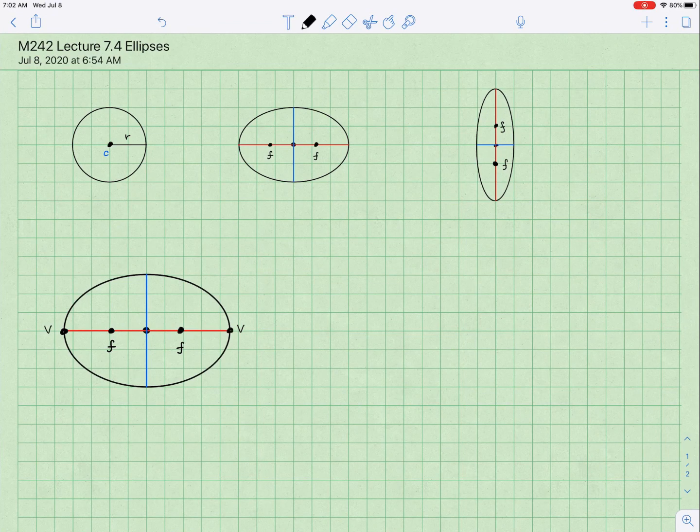Hey everybody, we're going to talk about section 7.4, ellipses, in this video. Mostly the anatomy, and just introduce you to the basic features of the ellipse. The ellipse actually starts out as a circle. As we can see here, it's a circle with a center C and a radius R.